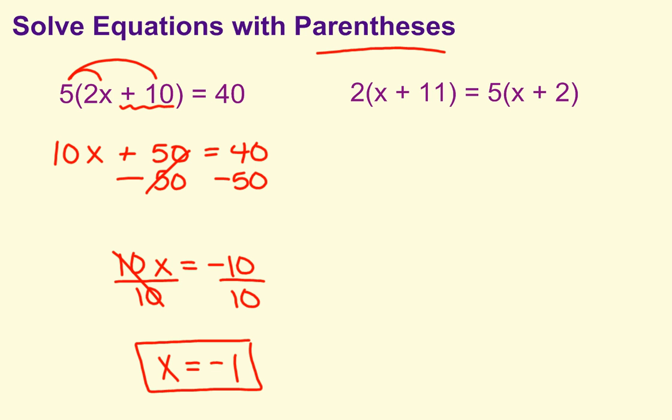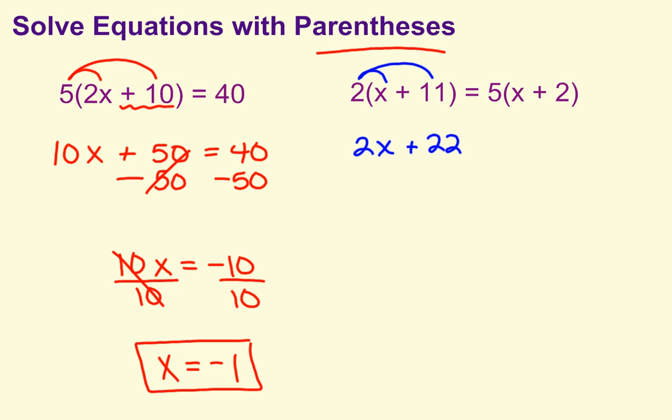All right, so when we have parentheses, we distribute first. Our next example actually has parentheses on both sides of the equal sign. That's okay. We'll just distribute the one on the left first. We'll do 2 times x and then 2 times 11. 2 times x is 2x. 2 times 11 is 22.